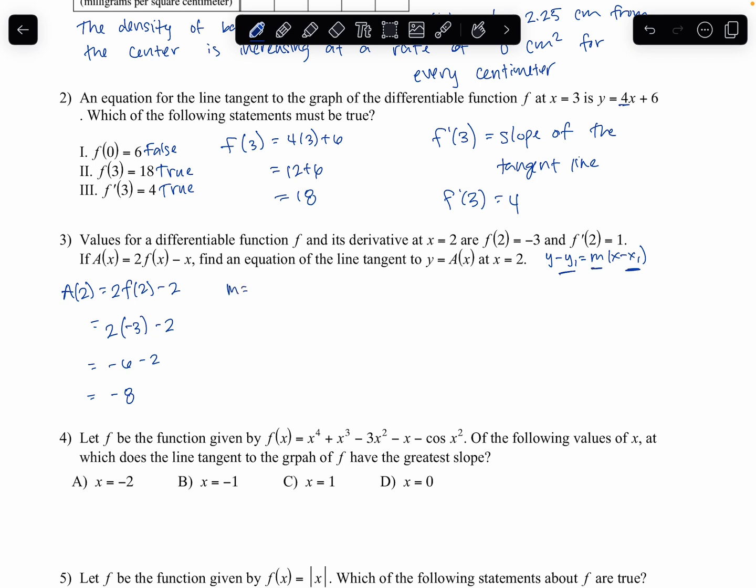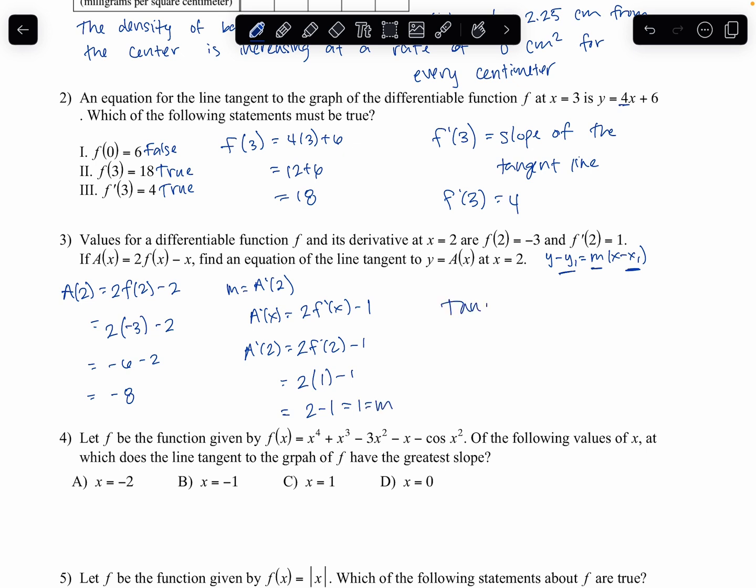So m is going to be equal to a prime of 2. And that's going to be equal to, well, first of all, I need a prime of x. So a prime of x is going to be equal to 2 f prime of x minus 1, since the derivative of x is 1. And then a prime of 2 is going to be 2 f prime of 2 minus 1, which is 2 times f prime of 2 is 1 minus 1. So that's going to be 2 minus 1, which is going to be 1. So this right here is going to be my slope.